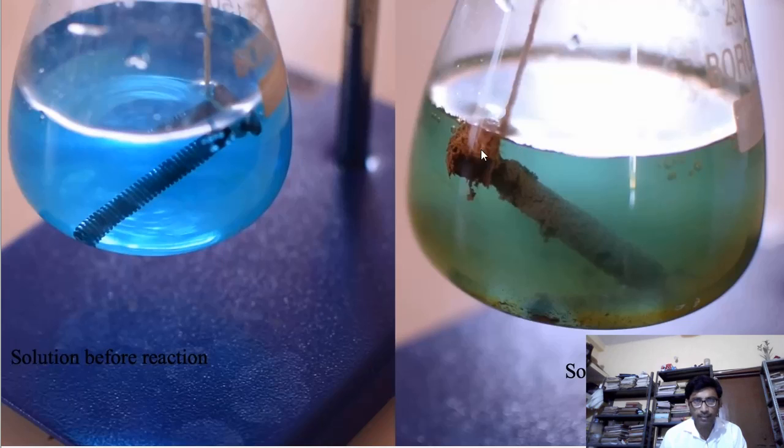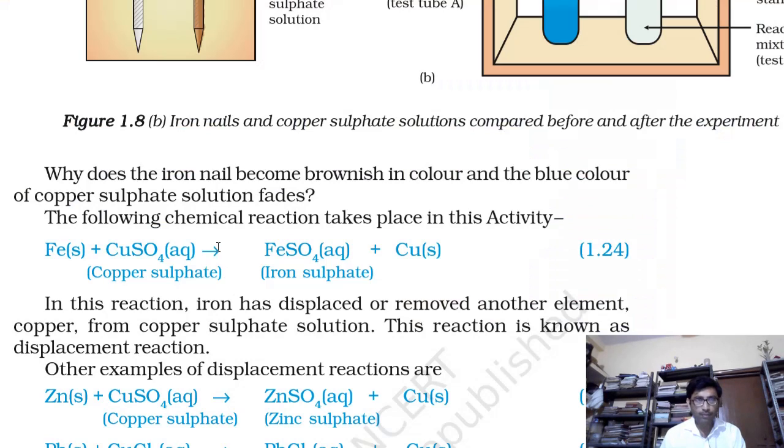You can see this iron nail, now it has been transformed to this condition. So iron has displaced copper from this copper sulfate solution and copper has deposited on this iron nail, so it has been displaced and iron sulfate is formed over here. So you can see the change in color also. This is the color of copper sulfate and this is the color of iron sulfate. Okay, so this is a reaction.